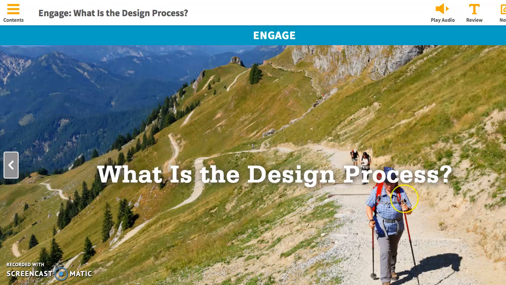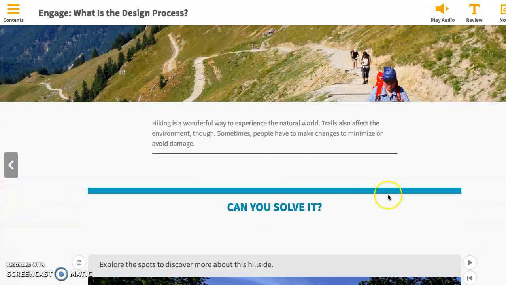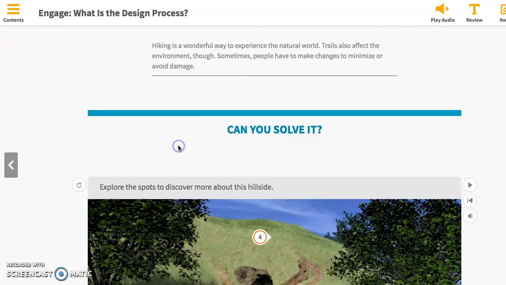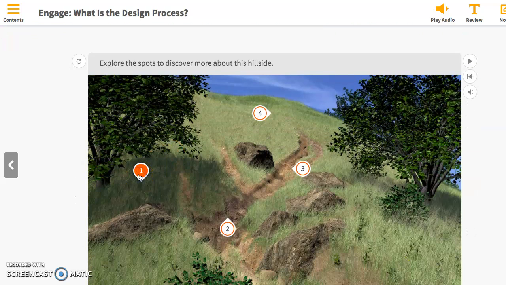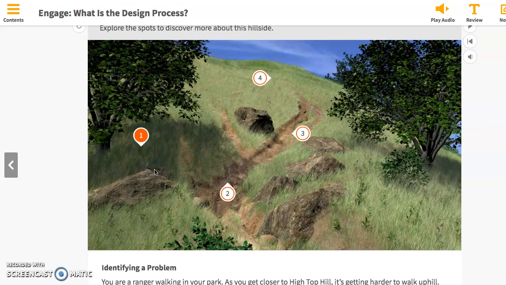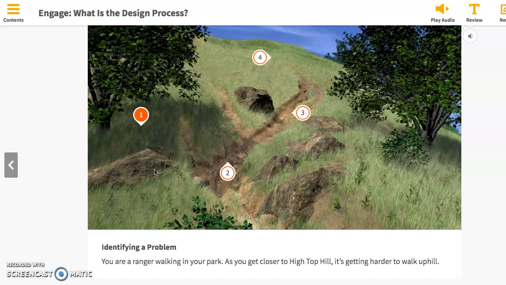This video is talking about the design process. We're on to lesson 2. It's talking about the design process to create a trail. Okay, so this is how you learn about the different hillsides, and this is where you find the problems and solutions. So the problem for this hike is that it's getting really hard to hike uphill, right?